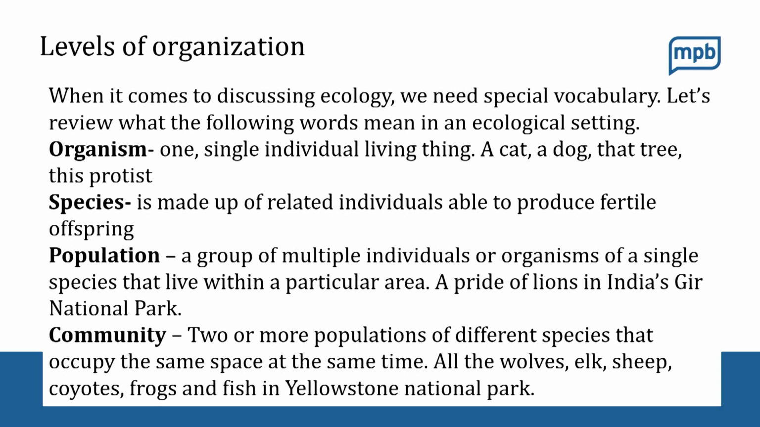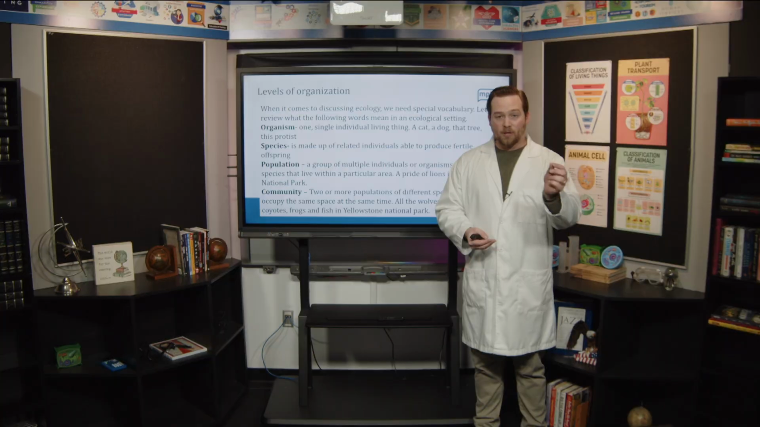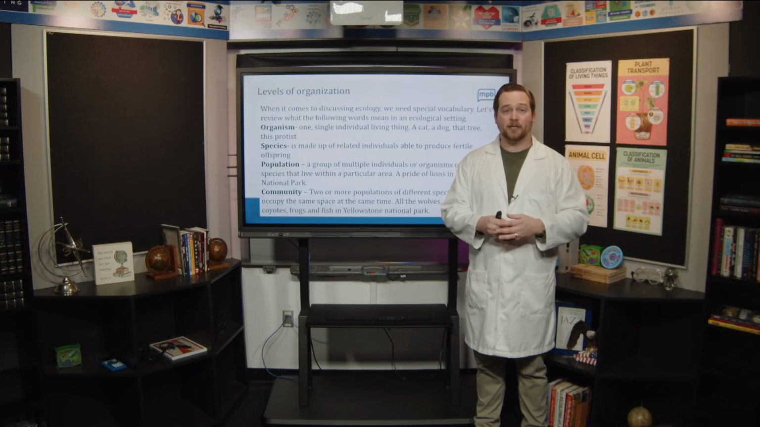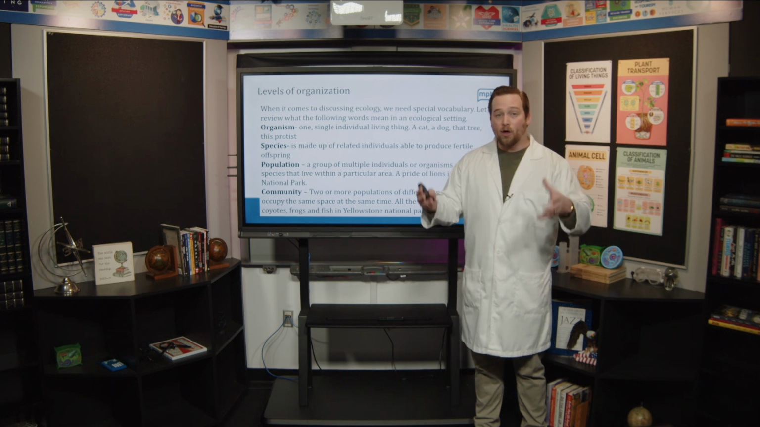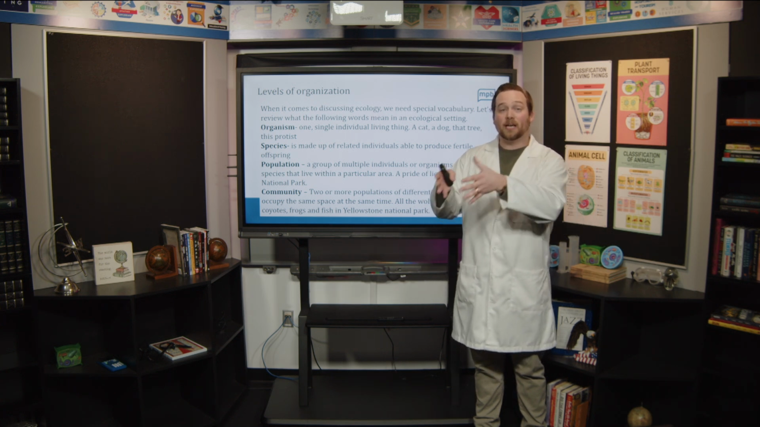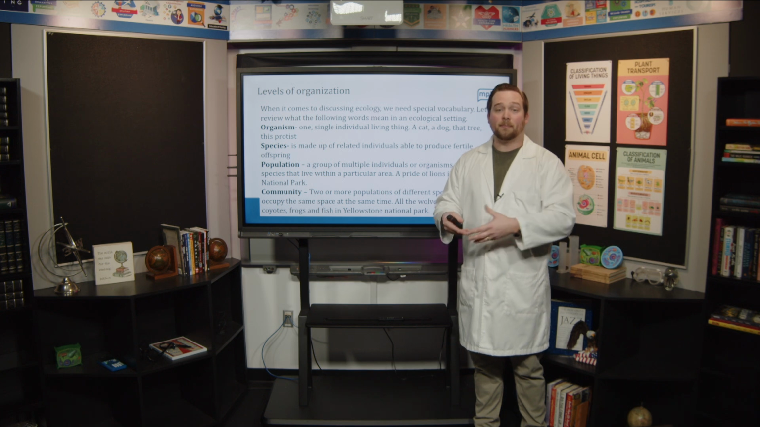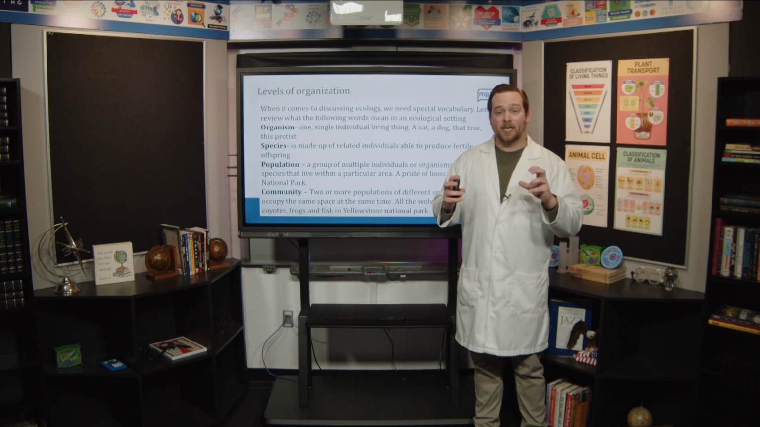An example of a community would be all of the wolves, elk, sheep, coyotes, frogs, and fish in Yellowstone National Park. Again, notice here that even though we're dealing with different species of animals, there is a location tied to it. And you can see the second part of that definition there says at the same place at the same time. So all of those wolves, coyotes, frogs, all of that stuff in Yellowstone National Park, because they're all in the same spot at the same time, that's when we would consider them as a community.